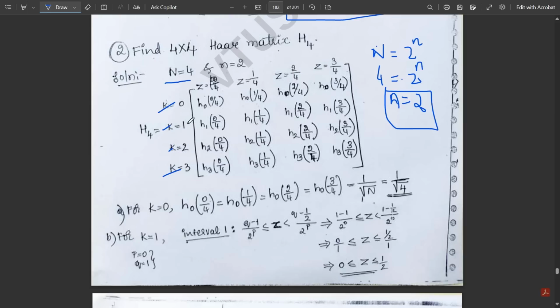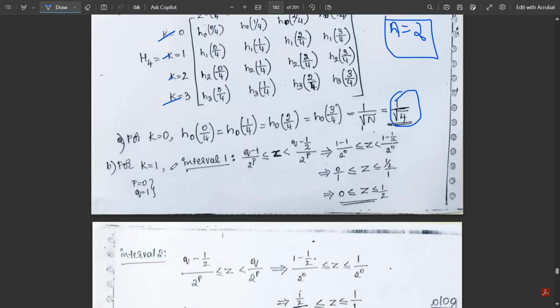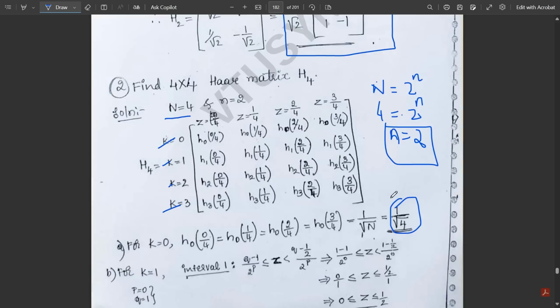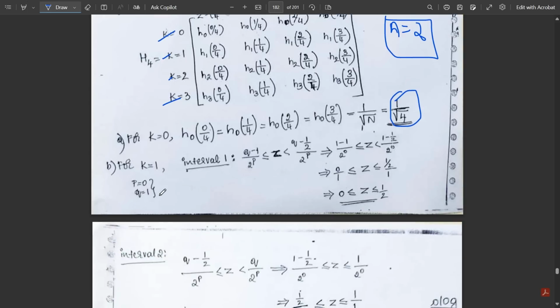In this, as I've already told you, for k equal to 0, that is the first row, all four elements have the same answer. That is, we should be writing directly 1 by root N. The value of capital N is 4, so 1 by root 4. Okay, so these four values are directly written as 1 by root 4. Now for the other values of k, that is k equal to 1, 2, 3, you should be finding them. For k equal to 1, from the table we know that the values of p and q are 0 and 1. So that's why I have written p equal to 0 and q equal to 1.